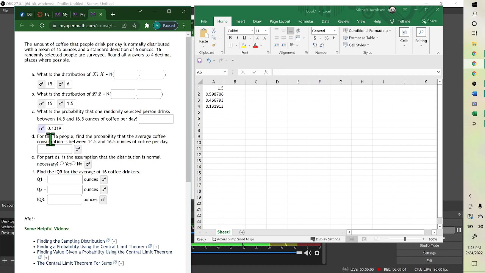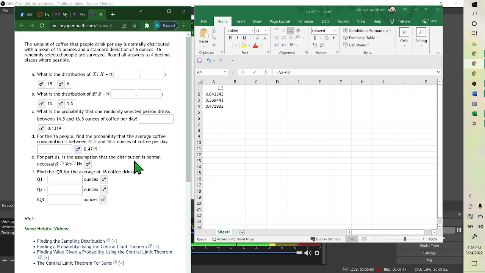The second one, because it's the sample of 16, you use the other standard deviation. So we could go here and click on it. We can change the standard deviation, which was 6, and make it 1.5. Go to the other one where the 6 is, put 1.5. And there's our answer, 0.4719.